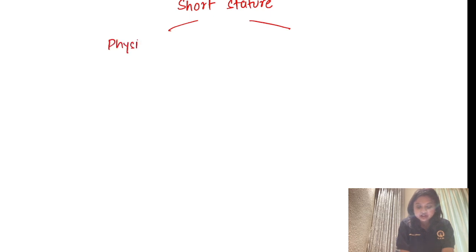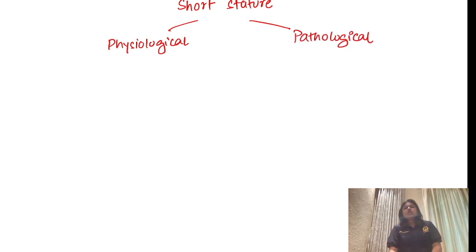So actually, whenever a child comes to me with short stature, first you need to see whether it is a physiological short stature or a pathological short stature. Usually in physiological short stature, the growth velocity is maintained, and if the growth velocity is not maintained, then it is pathological short stature.